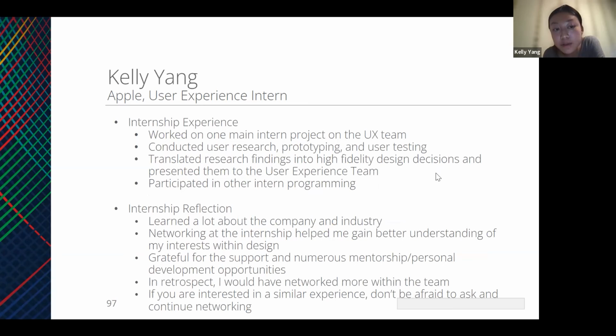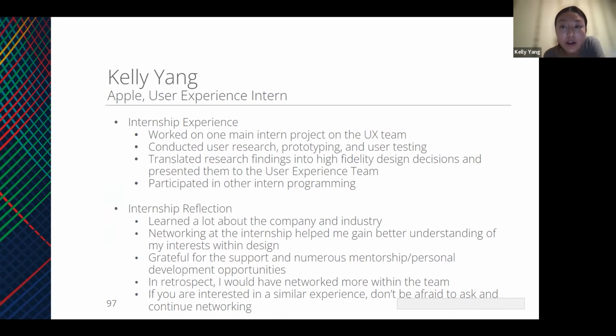And then in terms of my internship experience, I worked on one main intern project on the UX team throughout the summer. That process included first conducting user research, then doing some synthesis and designing and prototyping, and finally user testing that and presenting to my team. I translated my research findings into high fidelity design decisions and then presented that. I also participated in other intern programming as well.